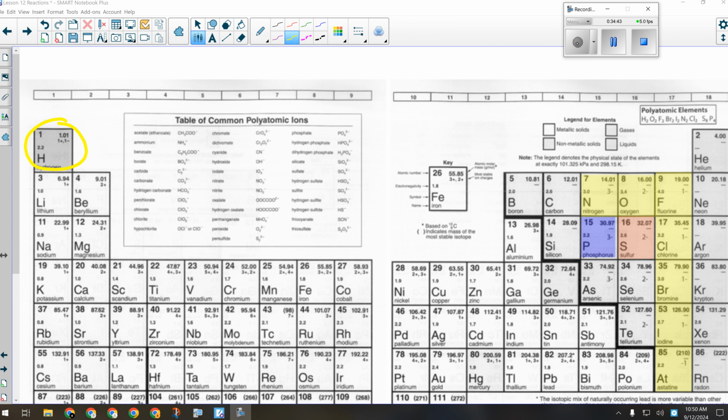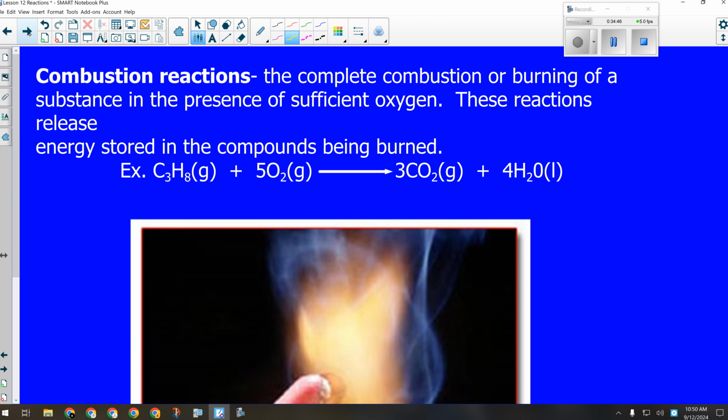So combustion reactions are generally a hydrocarbon, that is a molecular compound containing carbon and hydrogen. Those are generally our fuels, reacting with oxygen. That's going to produce fire, heat, and always the same 2 products. It doesn't matter what you burn. Fire always produces carbon dioxide and water.